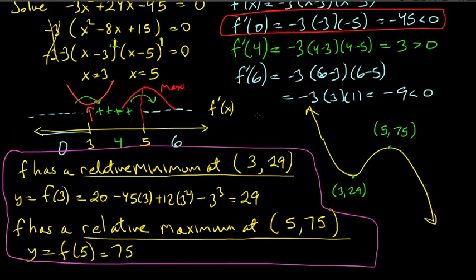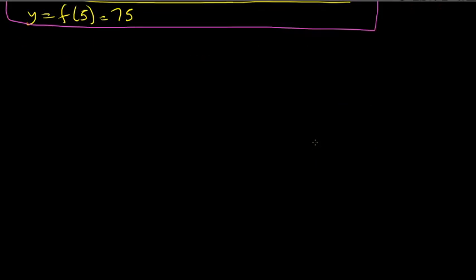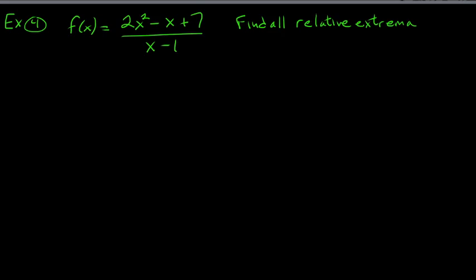Maybe I'll do one more example. Scroll down here. Yep. Okay, so we have a function 2x squared minus x plus 7 all over x minus 1, and find all relative extrema. So the book uses the word extrema sometimes. Extrema just means maximum or minimum. Right. So highest point, lowest points, extreme points, right?